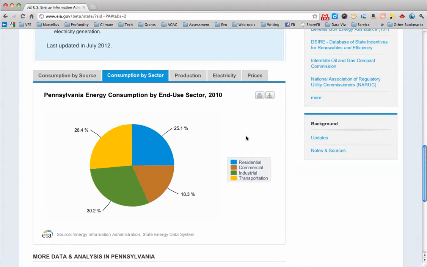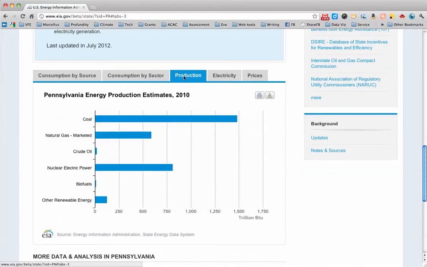And then you can look at who is using that energy, and it's somewhat evenly split between residential, commercial, industrial, and transportation. And looking at production, the biggest contribution to the energy produced in the state of Pennsylvania is coal.